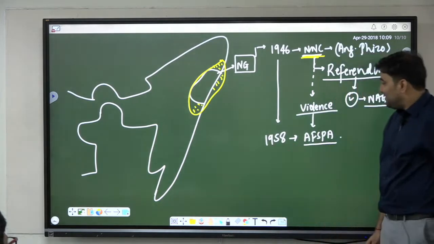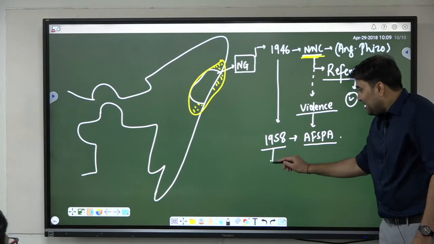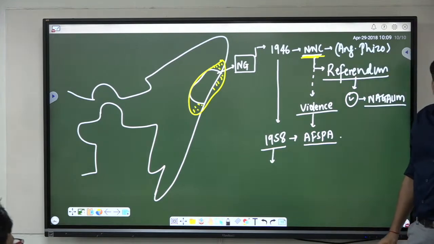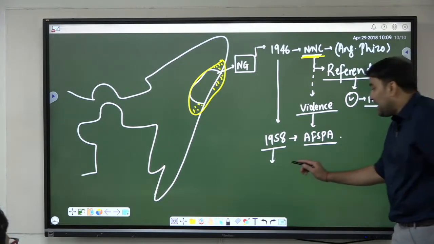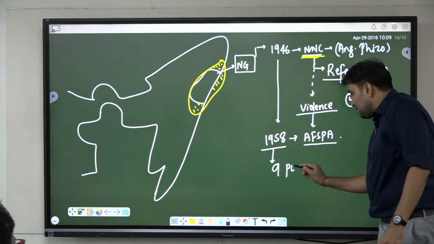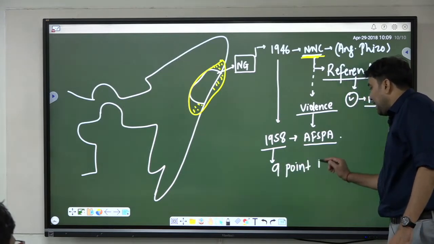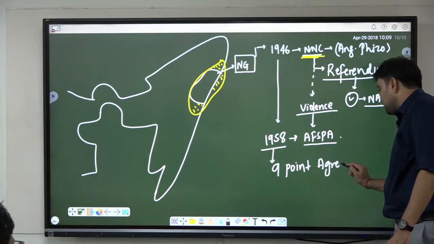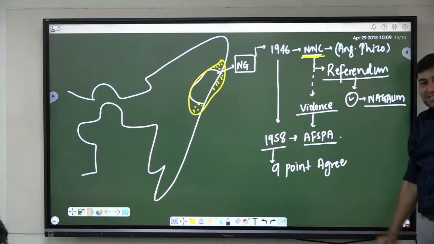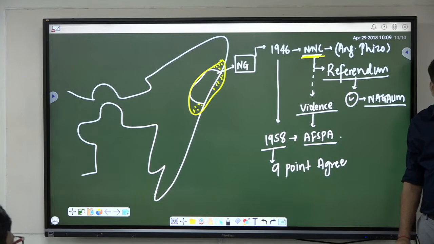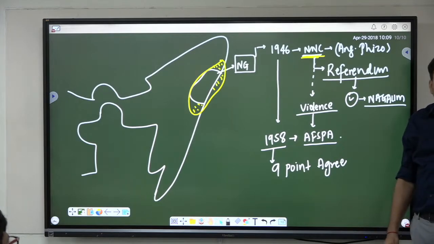Anyways, after this, in the 1960s-70s, a 9-point agreement was signed between this NNC and GOI, that is the Government of India. But the Government of India did not accept it.